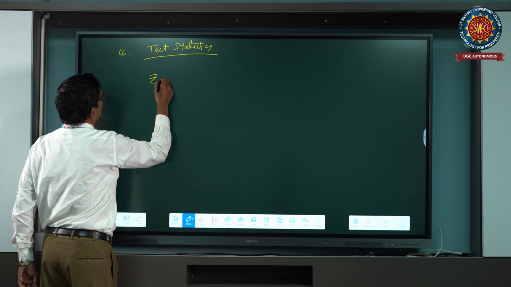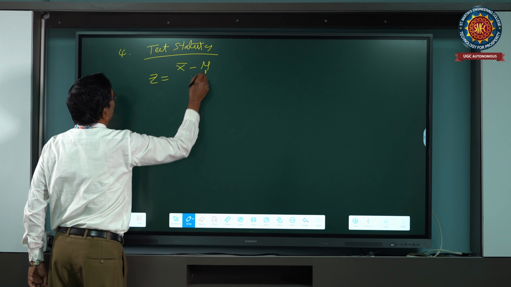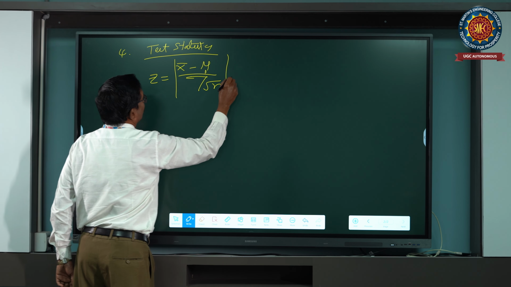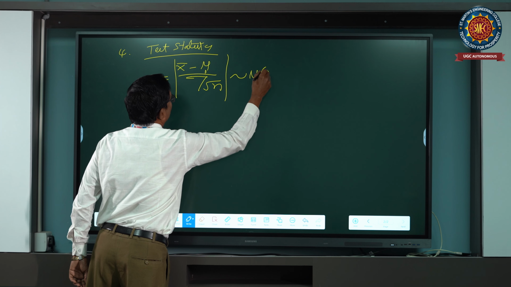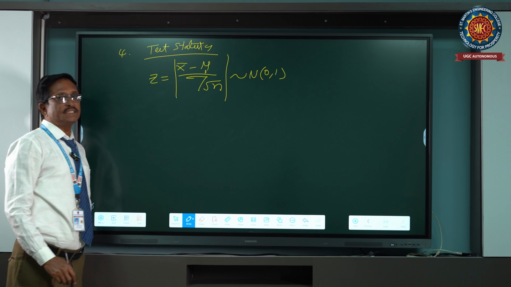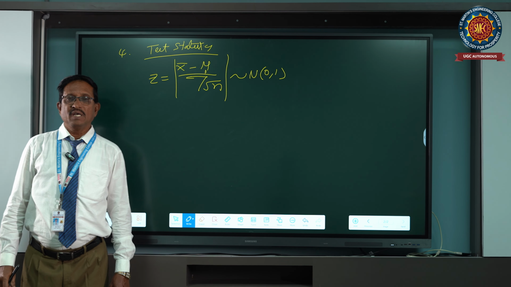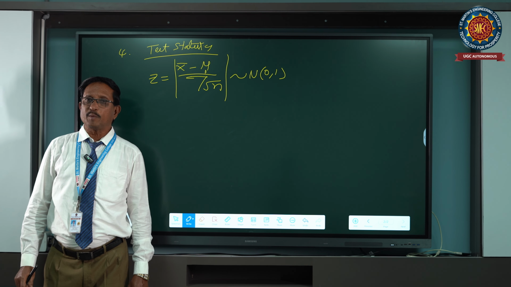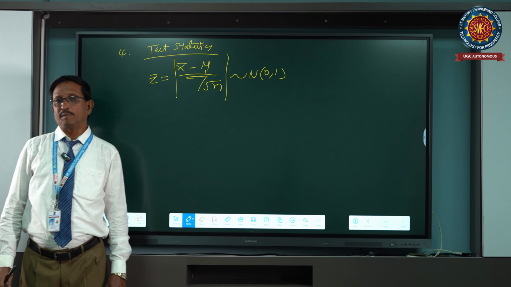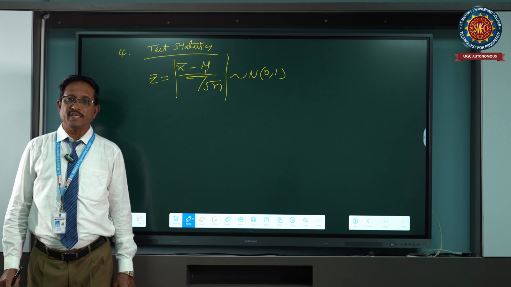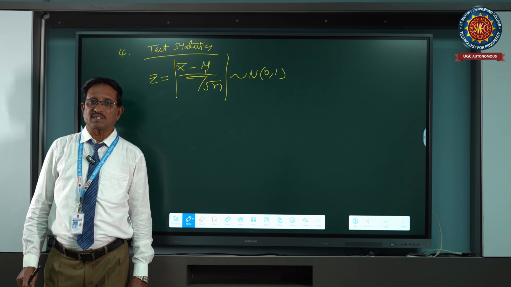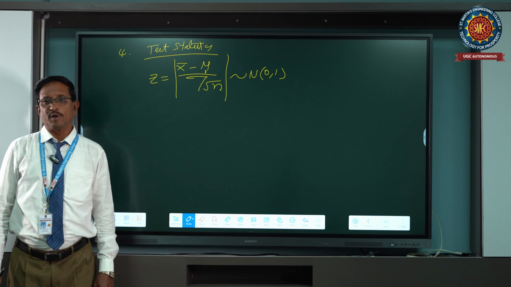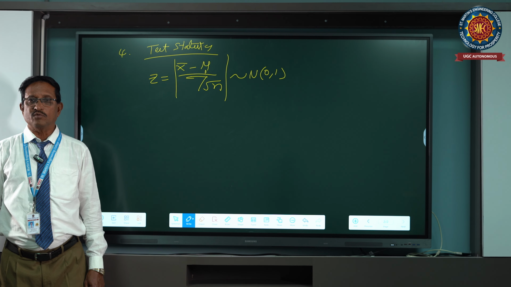Z is equal to (x bar minus mu) by (sigma by root n), which follows N(0, 1). So this is the test for a single mean formula. Z is equal to the modulus of (x bar minus mu) by (sigma by root n). X bar is the sample mean, mu is the population mean, sigma is the population standard deviation, and n is the sample size, which is a large sample. Z follows a normal distribution with mean 0 and variance 1.